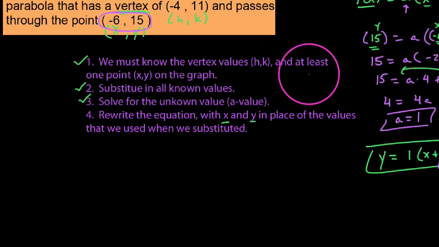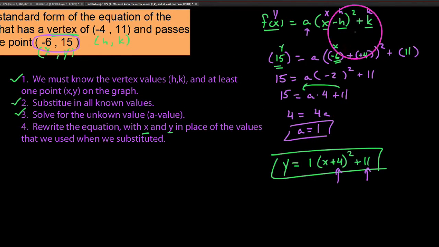So to write the standard form equation, basically you plug in everything you know and solve for the one thing we don't know, which is this a value, and then go back and rewrite it again, placing in the given h and k because we know the vertex is there, and then substituting in the known a value while leaving x and y general.